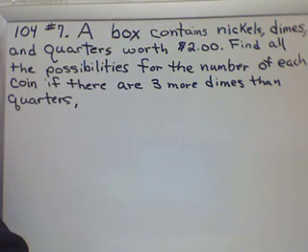This problem's a little bit tricky. A box contains nickels, dimes, and quarters worth $2. Find all the possibilities for the numbers of each coin if there are 3 more dimes than quarters.